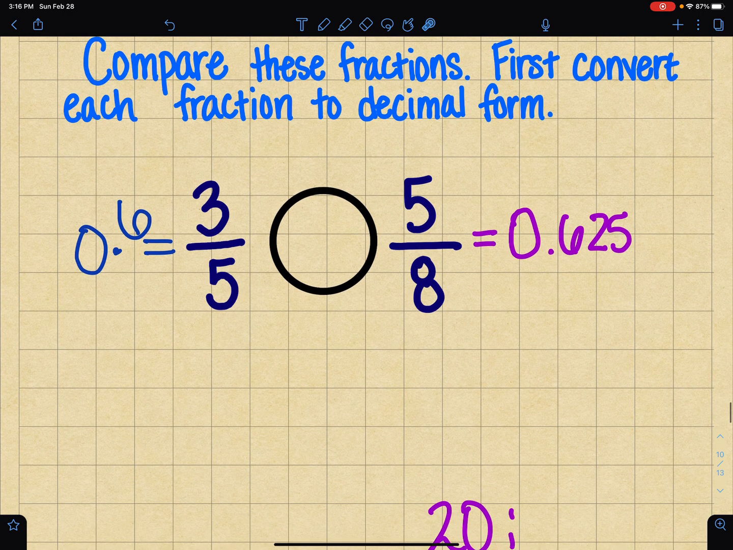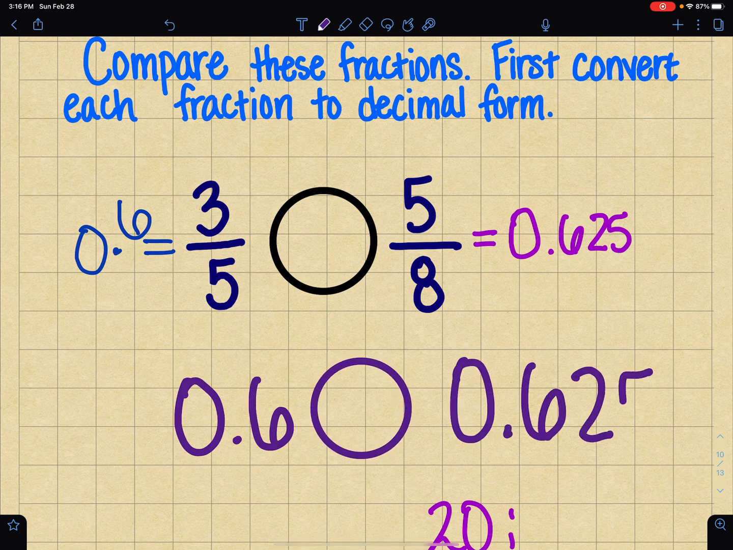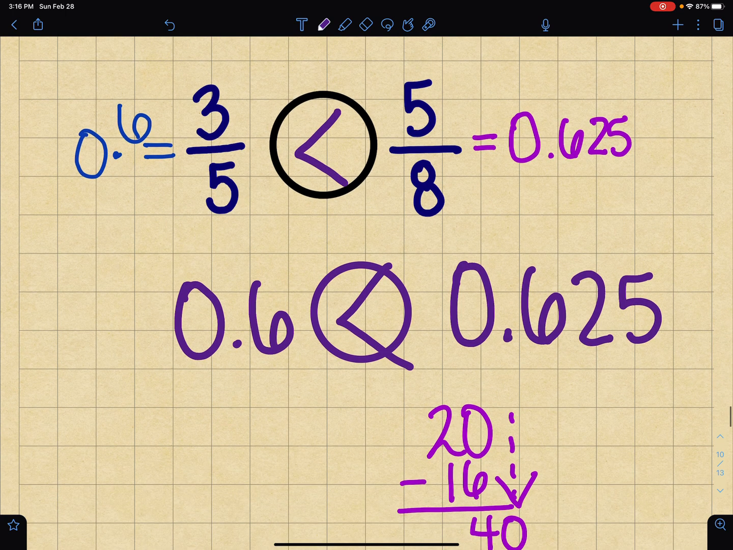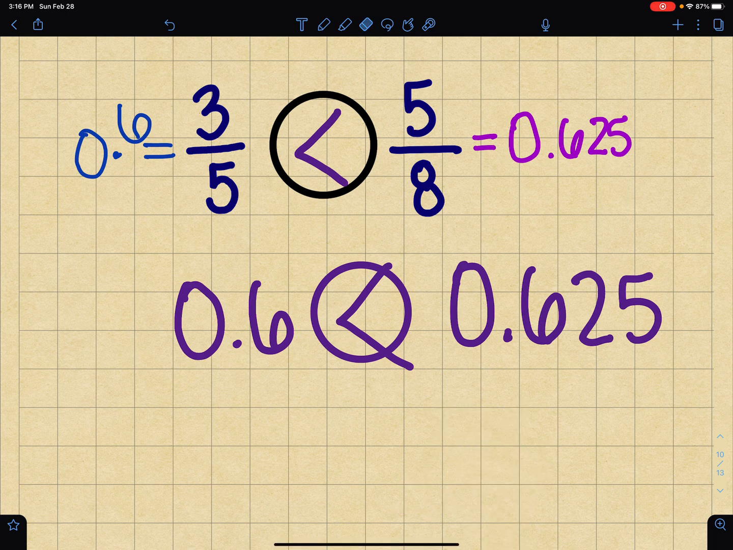Let me show you what you're really comparing. You're comparing 0.6 compared to 0.625. And then it's super easy. Easy peasy. It's just that. Right? Cool. That's kind of fun, huh? That's it. And since we know that 0.6 is less than 0.625, then we also know that 3/5 is less than 5/8. That's it. Cool.